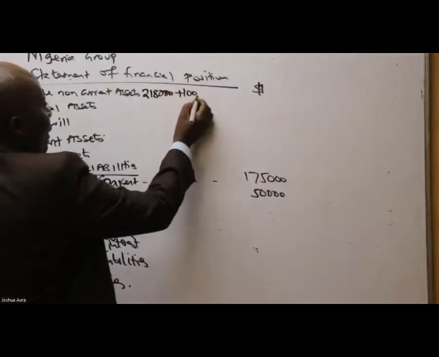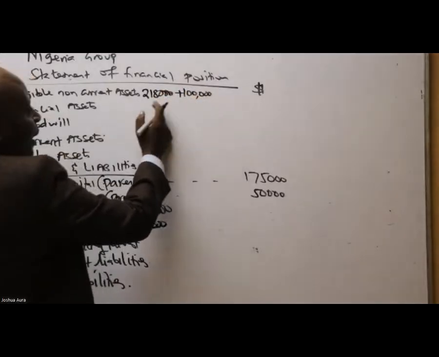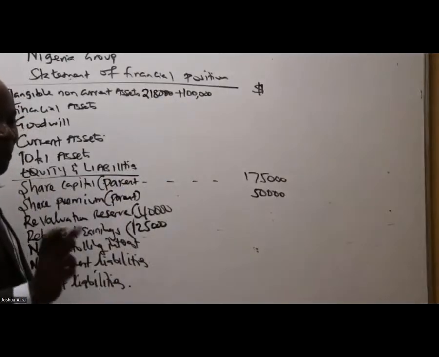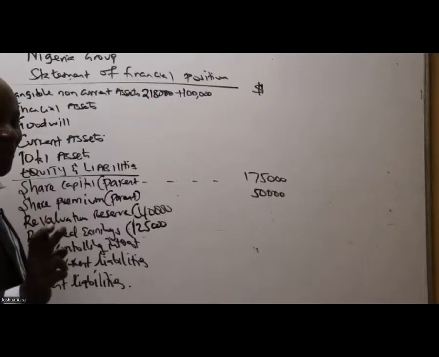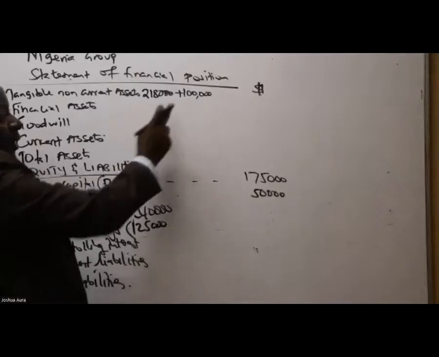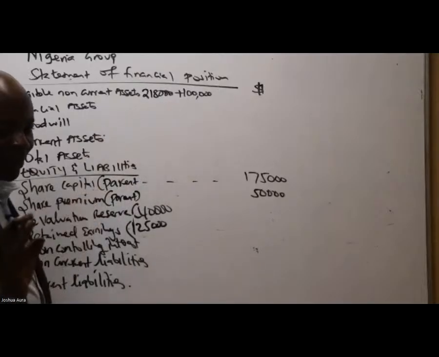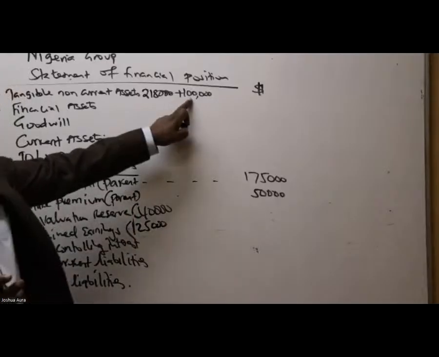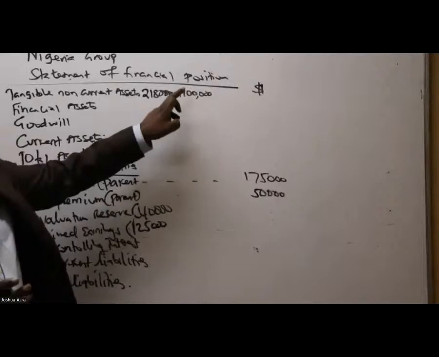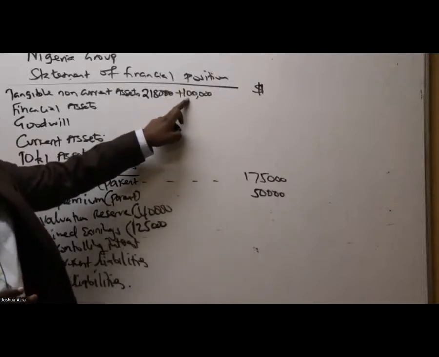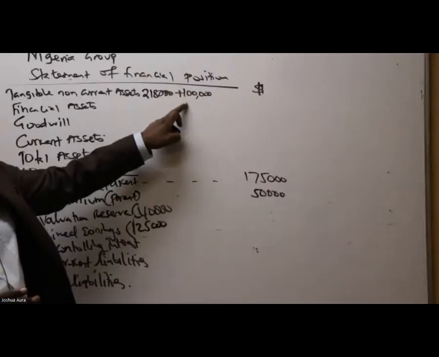But now remember that these currencies are not compatible. You can't do that. Remember, these are dollars and these are DNs. So that means I have to translate this 100,000. We always translate the figures of the subsidiary.